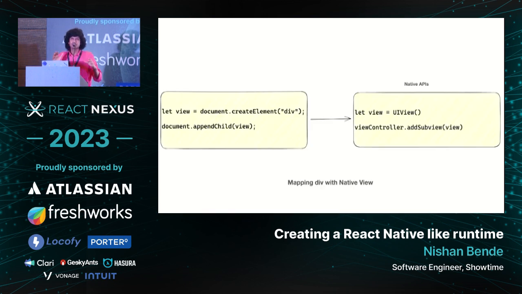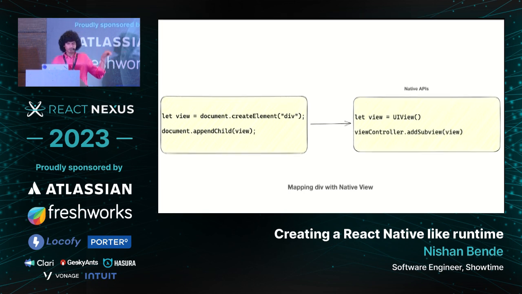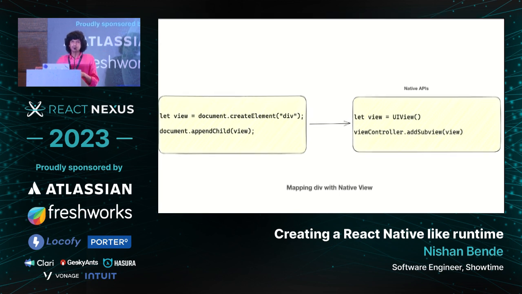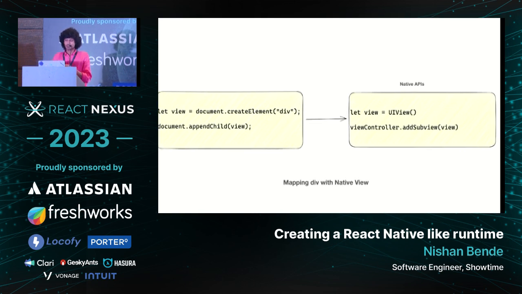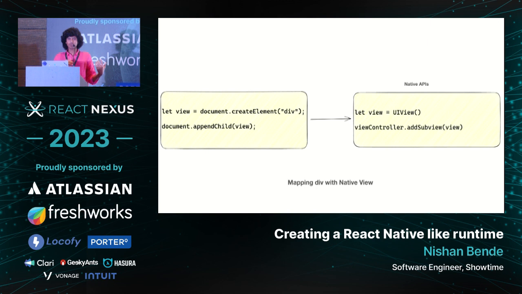Let's try to associate some mapping of DOM-like APIs and native-side iOS APIs. When we do document.createElement, we can create a native view on iOS, and when we do appendChild, we can append the view on a root view controller on iOS. Most native platforms have a tree-like hierarchy of laying out views, so that's why we can associate some mapping.